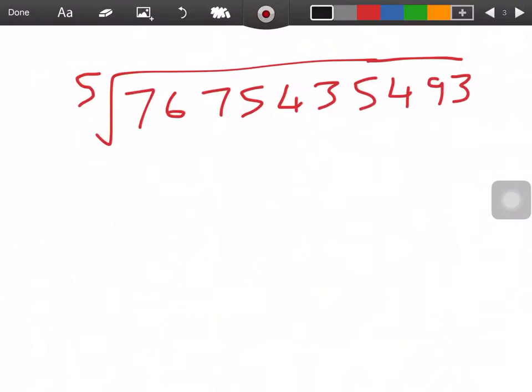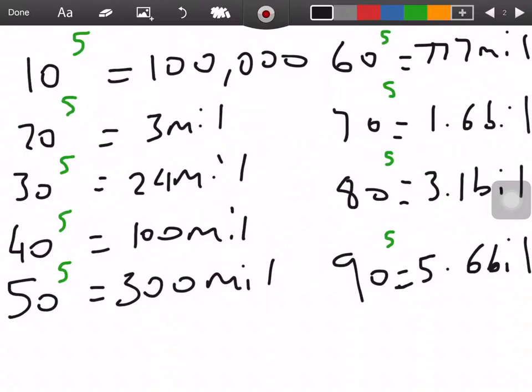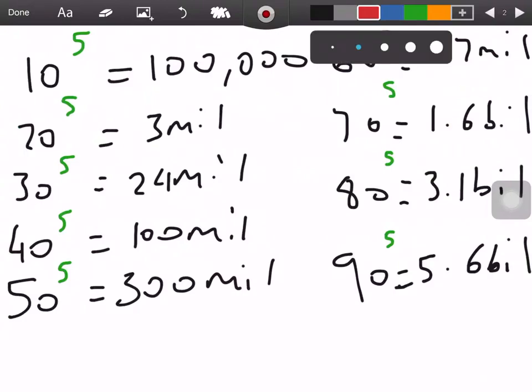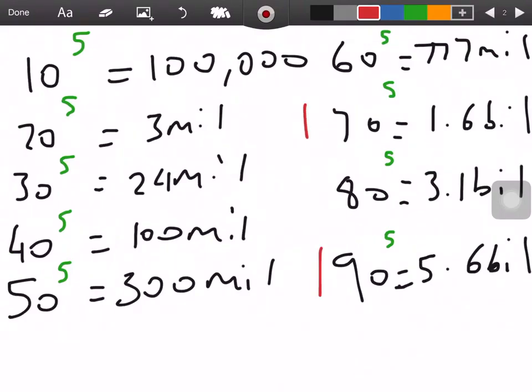Say we're given this number and asked to find its fifth root. Straight away we need to count the digits, because the digits are important in this case: 1, 2, 3, 4, 5, 6, 7, 8, 9, 10. So it's a 10-digit number as well, which means it's going to be in the billions. So the root will start from 70 and go to 90 plus, between 70 and 90 plus.